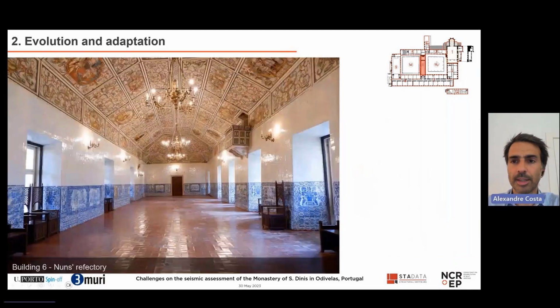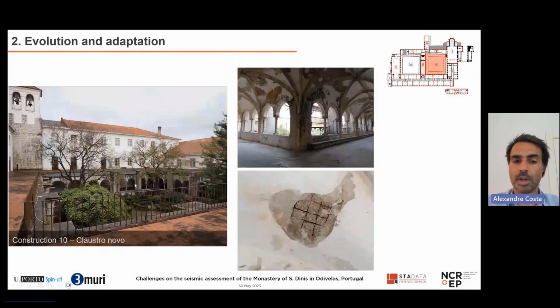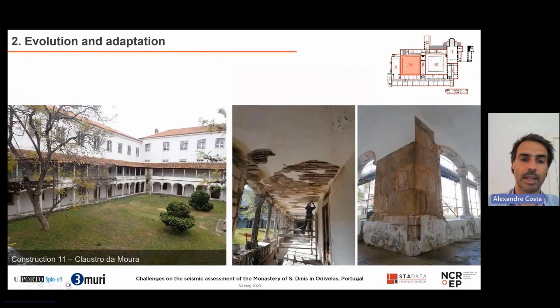Here we have building number 6, which is, let's say, one of the most important or most interesting, with decorated tiles and walls and decorated ceilings, supported on the timber structure. And here the two cloisters, where we have stone columns supporting supposedly vaults, but these vaults have reinforced concrete slabs. As you can see here in the cloister, it is part of number 10, and then in part 11, the same thing. Here, everything is made of reinforced concrete, and here you have a timber structure.